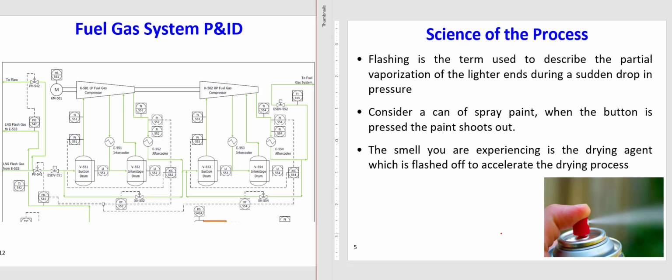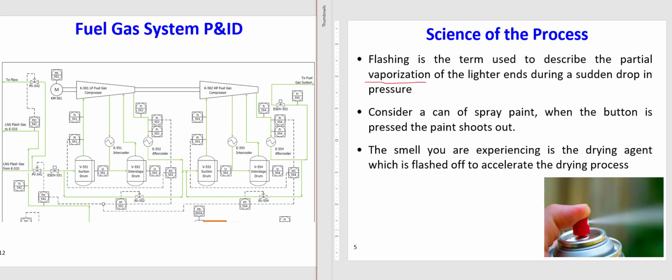Actually, flashing is a partial vaporization. So a flash drum is a partial vaporization. We send our mixture to the flash drum. Part of this mixture, which is usually in the liquid phase, will be vaporized, and the rest will still remain in the liquid phase.